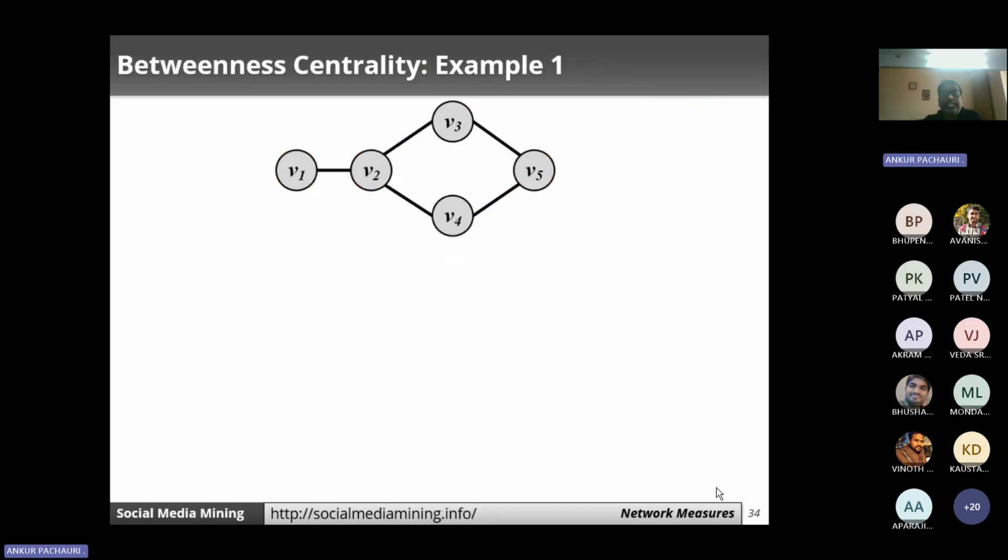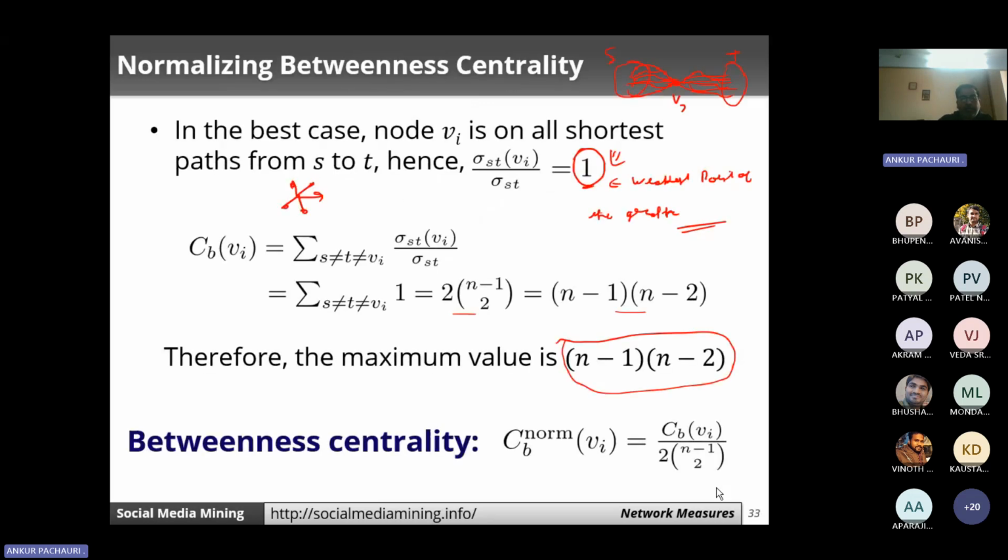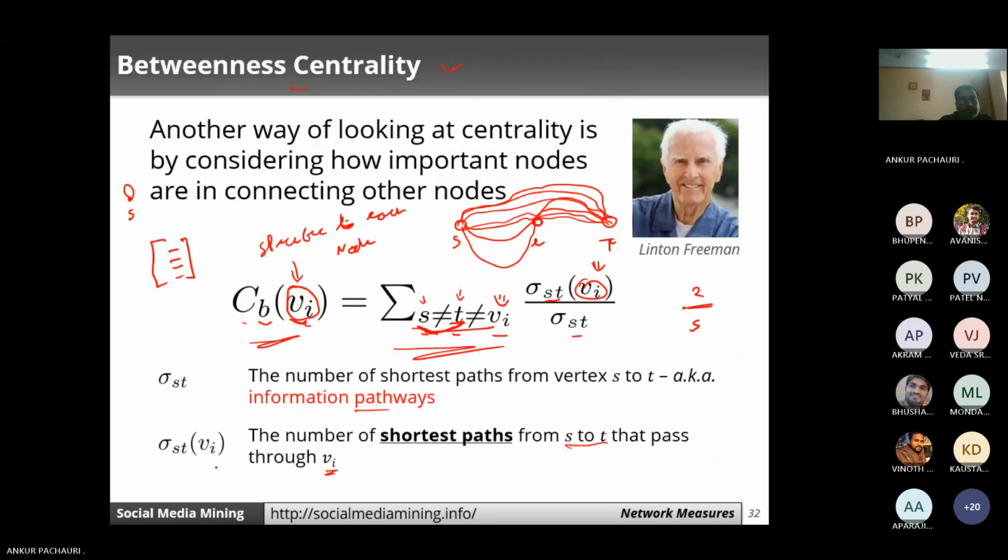So one example, if this is my graph, there's one statement: betweenness centrality of all pendant vertices will be 0.